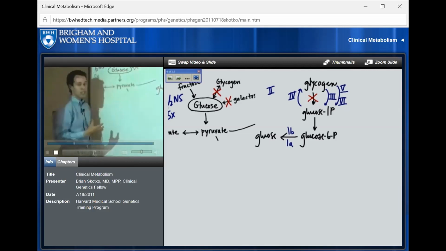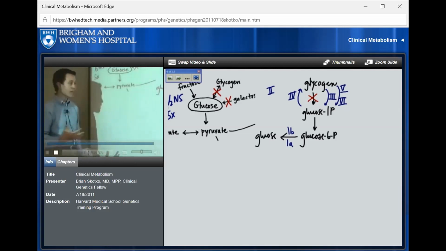So if these individuals are ill and someone calls you when you're on call saying, my child has galactosemia, they're not eating, what should I do? You get them into the emergency room, and what's the treatment? Well, you know it, right?